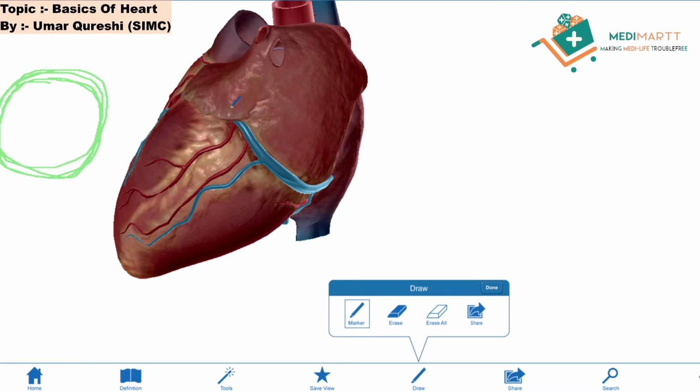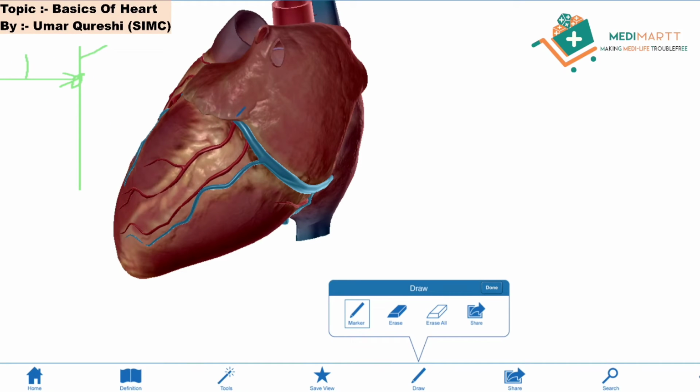Okay, just like that, it is moving in a circle, that's why it is called the circumflex branch of the left coronary artery. Then the termination of the great cardiac vein. Understand that this line is the left atrioventricular groove, and this is the great cardiac vein. The great cardiac vein is coming like that, and it will terminate here. Terminate means it will end here. So that's the point.